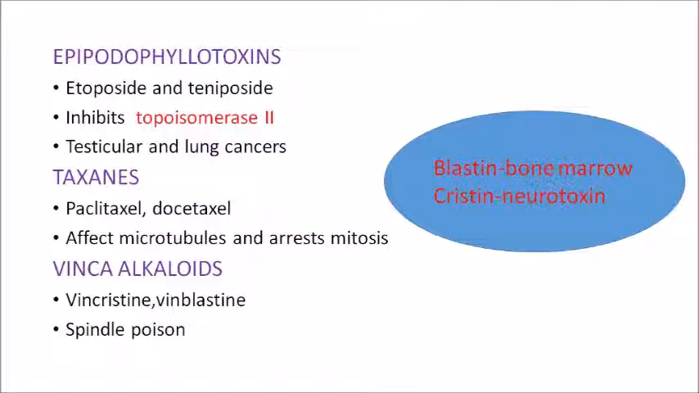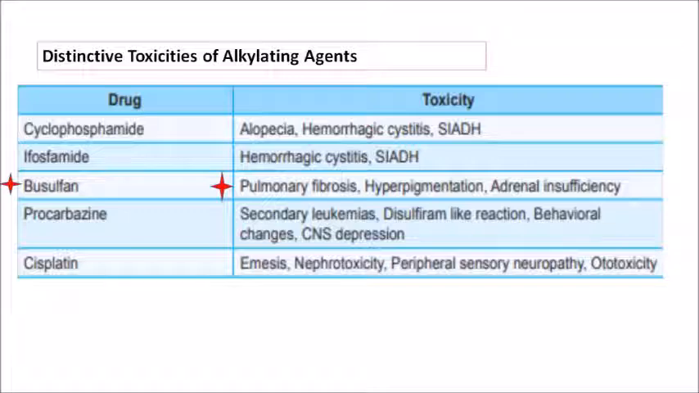Out of these, vinblastine is found to exert bone marrow suppression. So BB, you should remember, blastine causes bone marrow suppression. Vincristine has less of this bone marrow suppression and it is more of a neurotoxin. Clear? Coming to some important side effects.